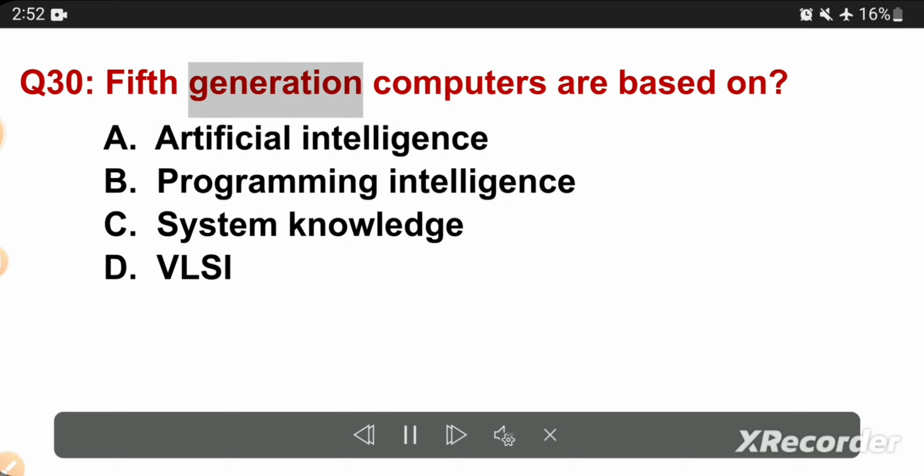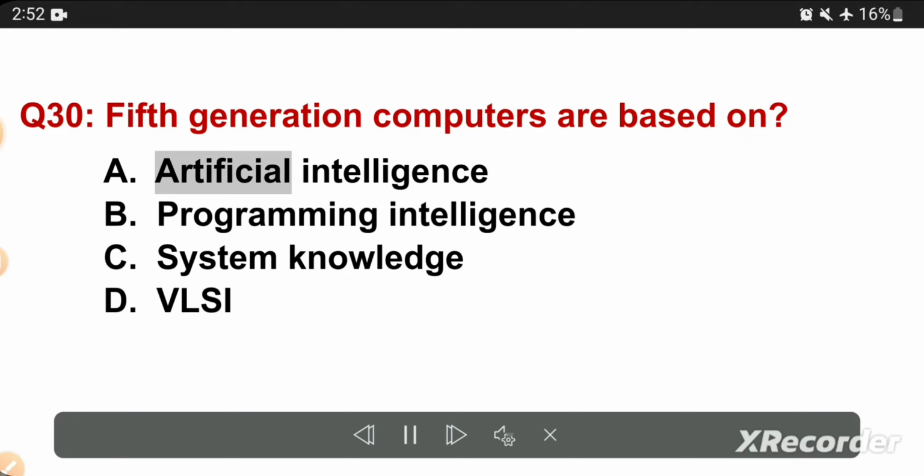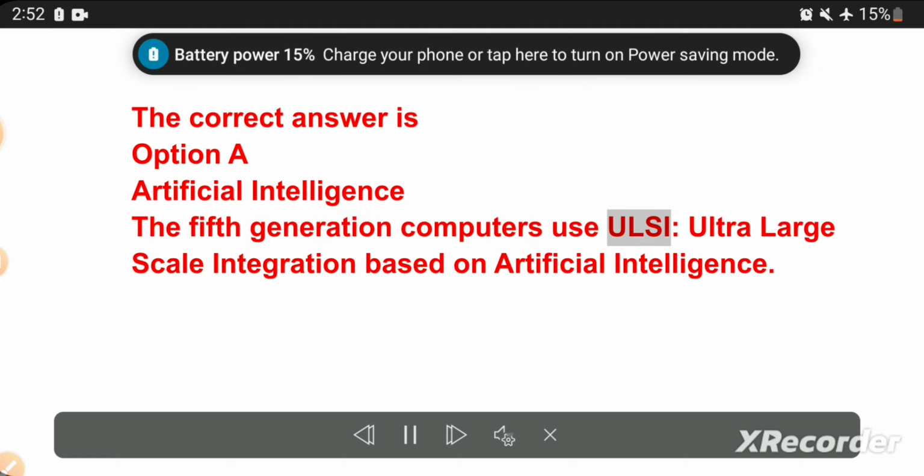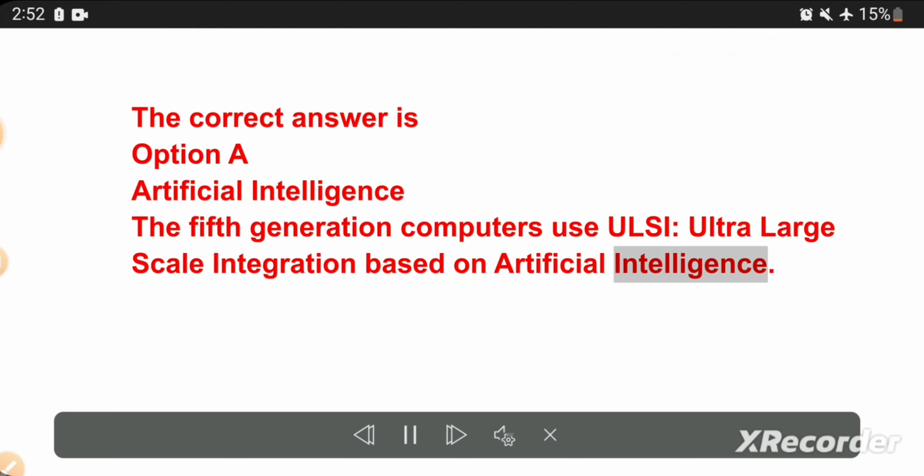Q30. Fifth generation computers are based on artificial intelligence, programming intelligence, system knowledge, VLSI. The correct answer is option A, artificial intelligence. The fifth generation computers use ULSI, ultra large scale integration based on artificial intelligence.